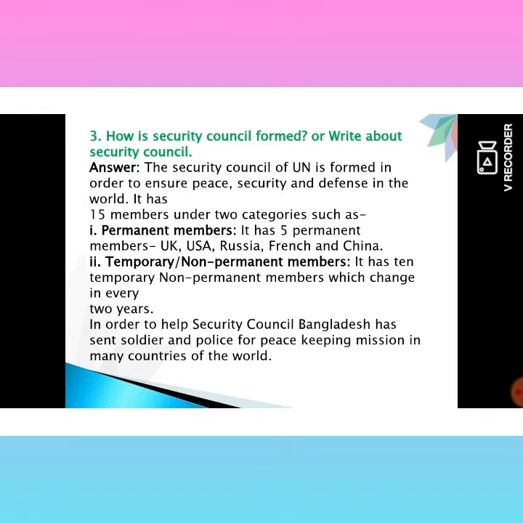In order to help the Security Council, Bangladesh has sent soldiers and police for peacekeeping missions in many countries of the world. Bangladesh has played a vital role in the peacekeeping missions of the UN, we know.